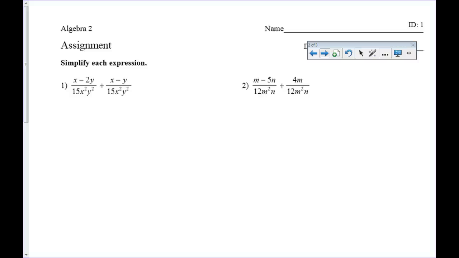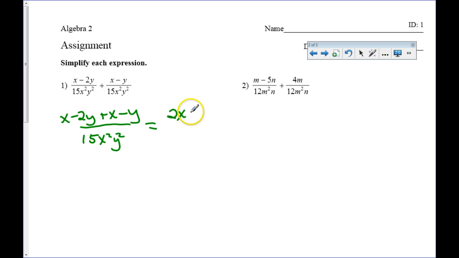Common denominator. Do these two denominators have the same numbers? Yes. So therefore, my answer on this is going to have 15 x squared y squared on the bottom. Okay? And then I'm just going to add like terms from the top. So it's the same thing as saying x minus 2y plus x minus y on the top. So how many x's do I have on the top? 2x. And how many y's? Actually, it's a -2 and a -1. That makes it a what? -3y.